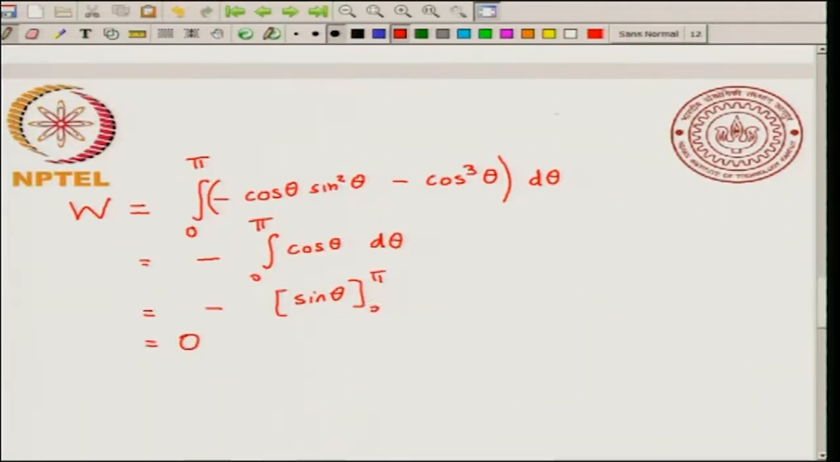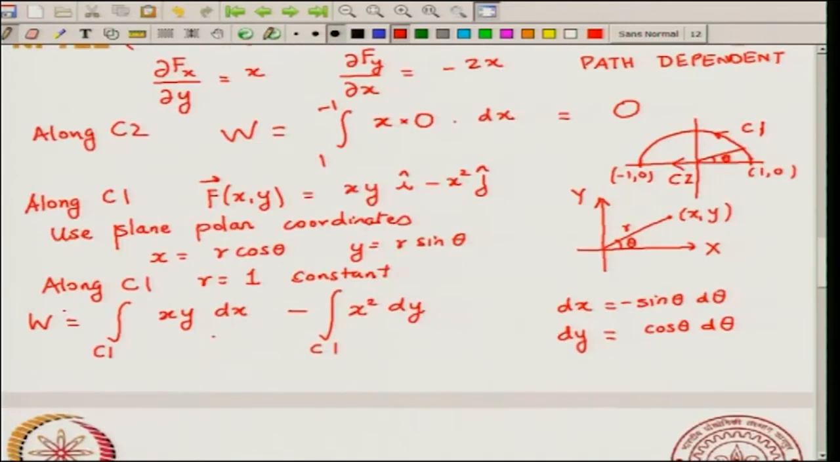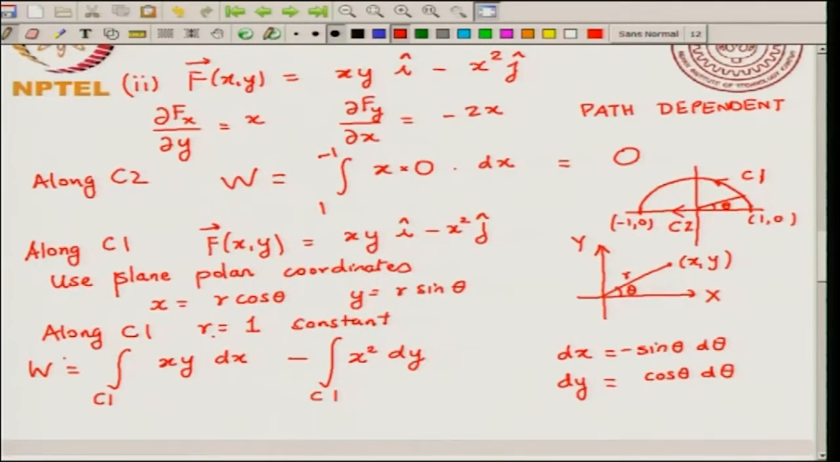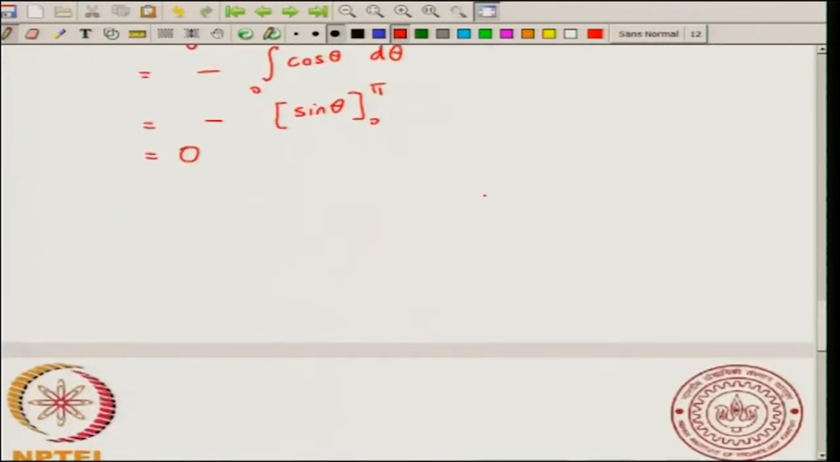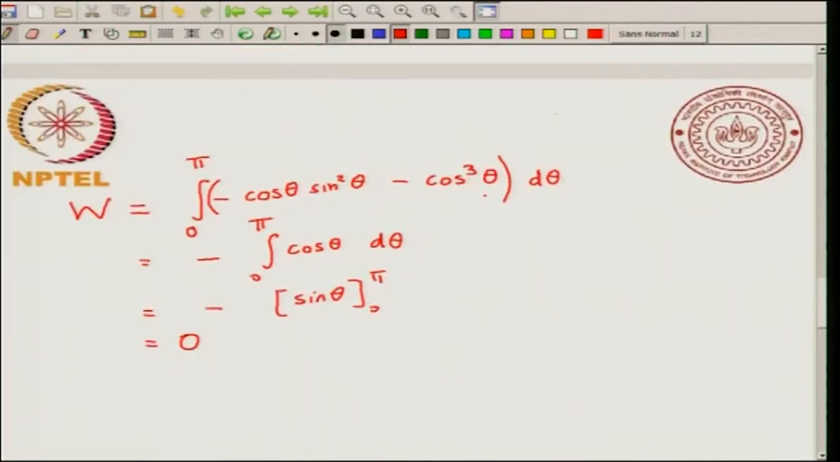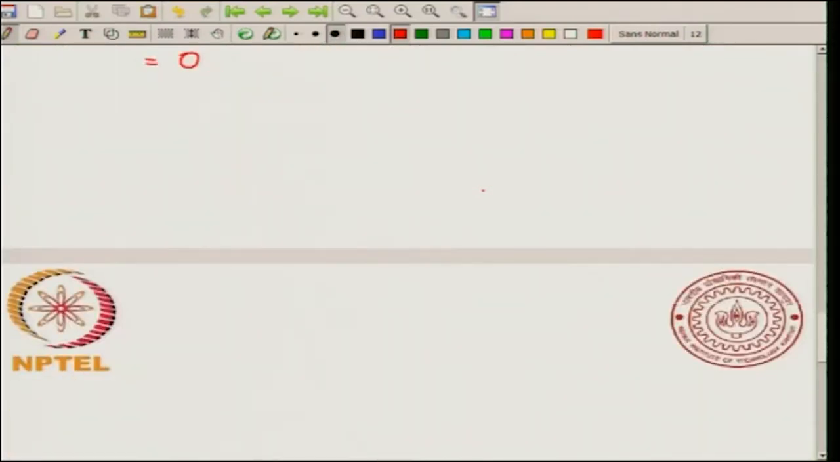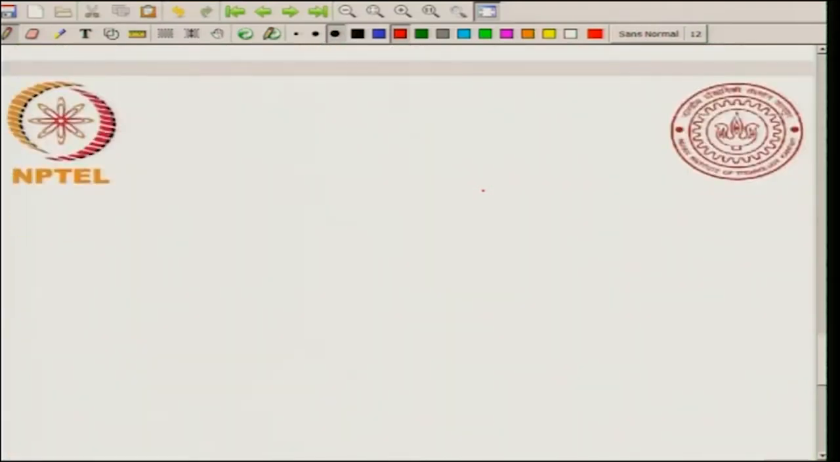Okay. So what you notice is that you got 0 work along both these paths C1 and C2, even though your force was actually path dependent. So the force is path dependent, but for these two paths, and I emphasize it is only these two paths, you got the same work done. In both these cases the work done was 0. So that completes the first problem. Now I will do the second problem.